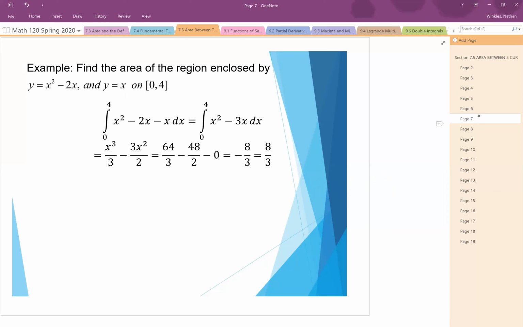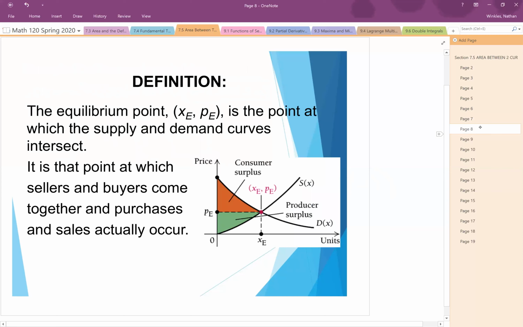So when we plug this in, the integral from 0 to 4 of x squared minus 2x and then minus the x dx is equal to the integral from 0 to 4 of x squared minus 3x dx. So x cubed over 3 minus 3x squared over 2. Plug in 4, you get 64 over 3 minus 48 over 2. So you end up with a minus 8/3. So therefore, we need to convert that to a positive 8/3.